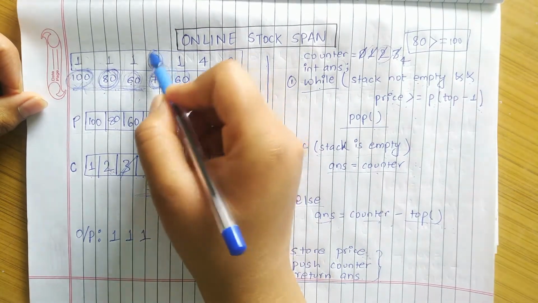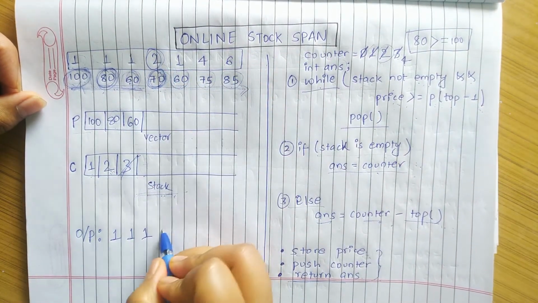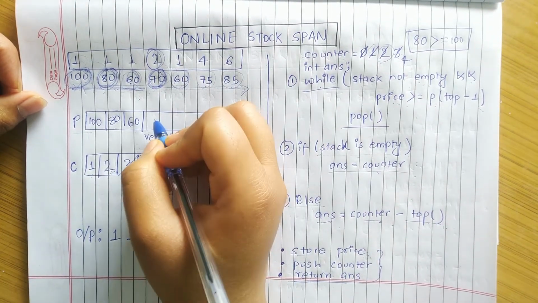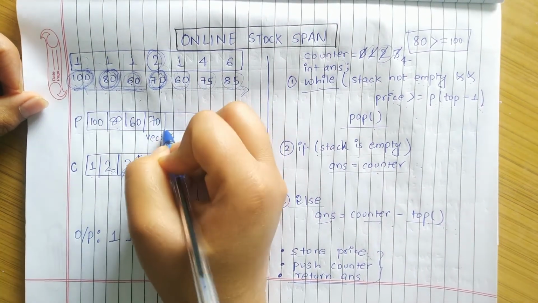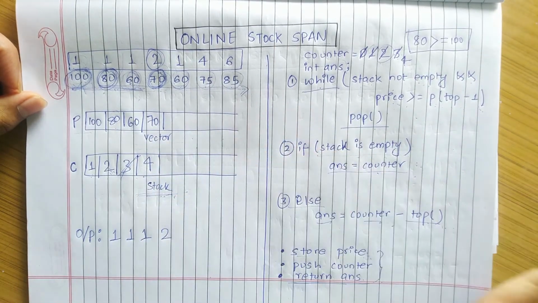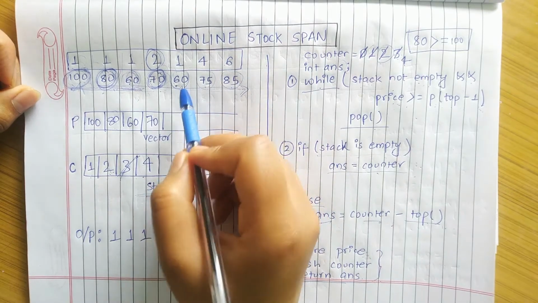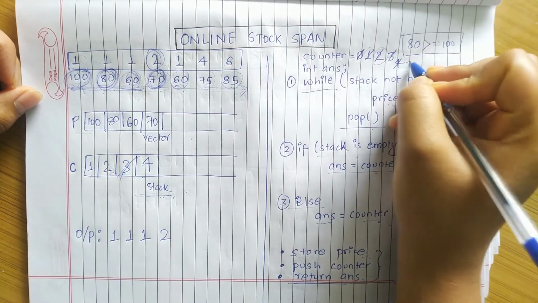So our answer will be 2. We can see it is 2. So we return 2. Then we push in the counter, which is 4. We push in 70 and go ahead. So I hope this is getting clearer now. So we have 60. So we make counter as 5.